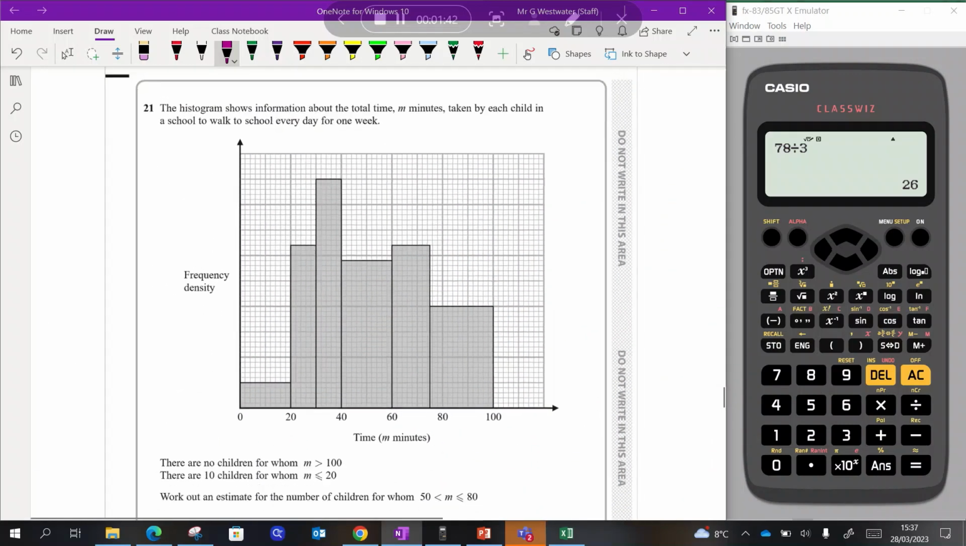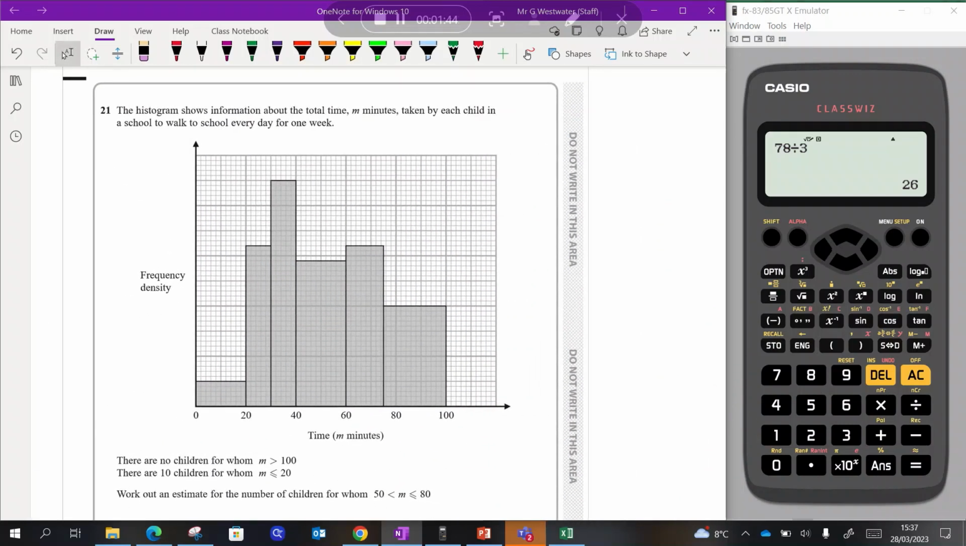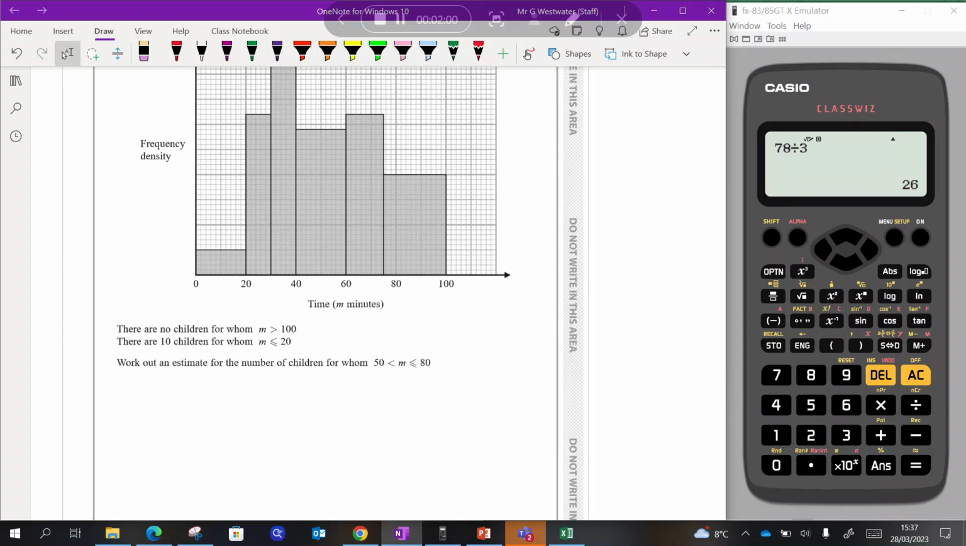On to question 21, the histogram question. So, the histogram shows information about the total time m minutes taken by each child in a school to walk to school every day for 1 week. So the one thing that's missing here is the labelling of this axis. So that's the first thing I'm going to try and figure out. There are no children for whom the amount of minutes is more than 100 minutes, so there's no missing data. And there are 10 children for whom m is less than or equal to 20.